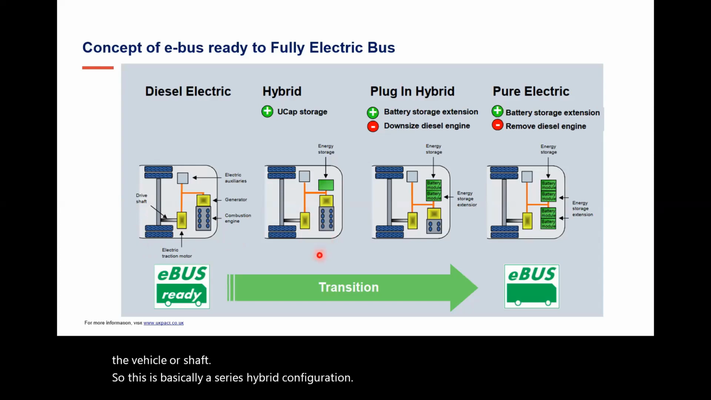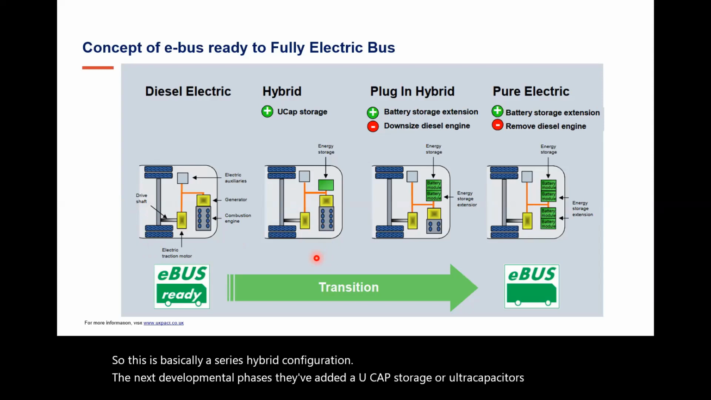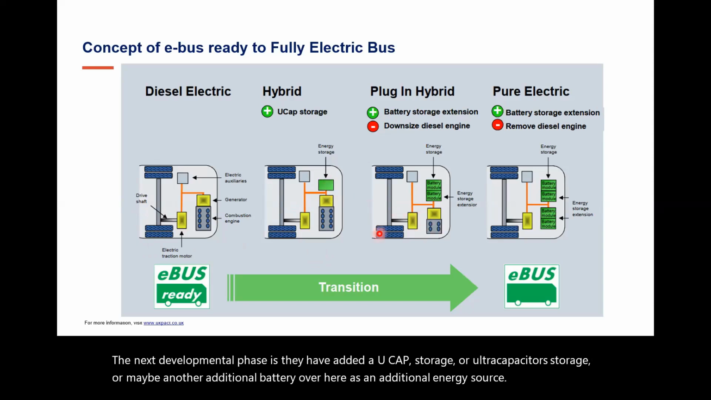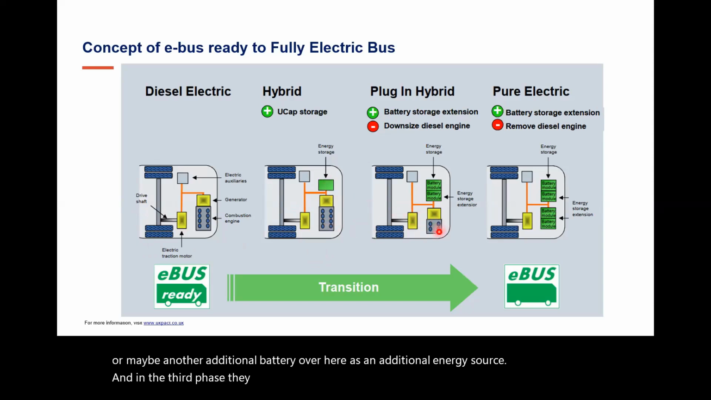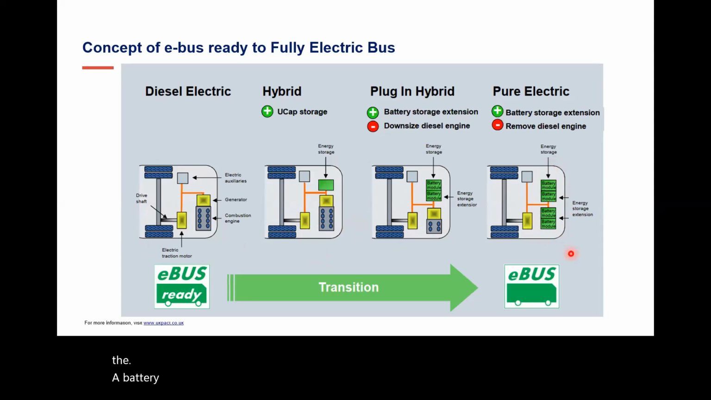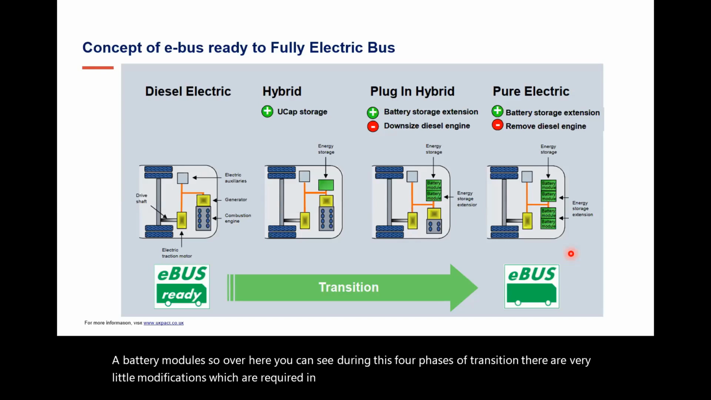The next developmental phase is they have added a UCAP storage or ultra capacitor storage, or maybe another additional battery over here as an additional energy source. And in the third phase, they have downsized the engine, because the engine is anyway not coupled to the vehicle shaft. And in the fourth phase, they have directly removed the engine and mounted only the battery modules. So over here, you can see during these 4 phases of transition, there are very few modifications required in the mechanical or electrical design of the vehicle. Whereas if you see the parallel vehicle configuration, then you need a lot more changes.